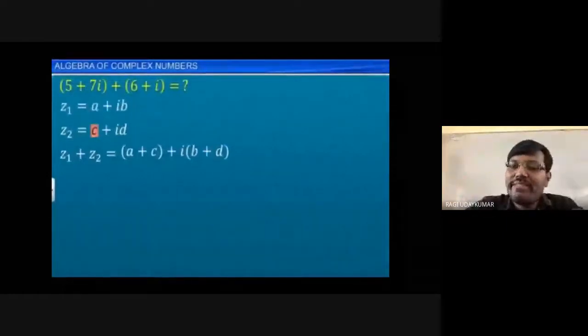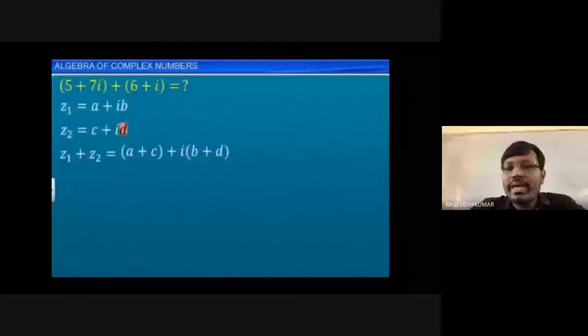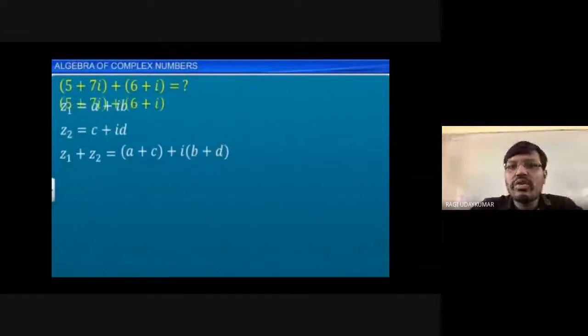So every real number is a complex number. The set of real numbers is a subset of the complex numbers. If you add two complex numbers, the real parts are added and the imaginary parts are added. So here, two complex numbers Z1 and Z2: Z1 is a plus ib, Z2 is c plus id. Then a and c, the real parts, should be added, and b and d, the imaginary parts, should be added.